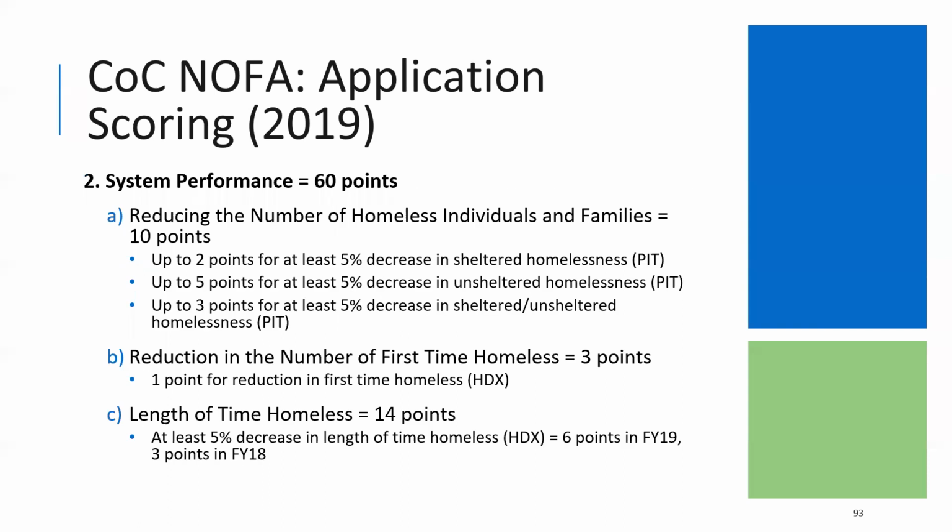System performance, again, these are very data-driven areas, and this is worth the highest amount of points on the consolidated application. So HUD looks at how are you reducing the number of homeless individuals and families year over year? So this is mostly looking at your point in time count and what's happening with sheltered and unsheltered homelessness. HUD looks at whether you're reducing the number of people who are homeless for the first time. HUD looks at the length of time homeless. And you'll see here, HUD wants to see a pretty significant improvement year over year. For example, they want to see a 5% decrease in your PIT count. They want to see a 5% decrease in your length of time homeless in order to get maximum points.